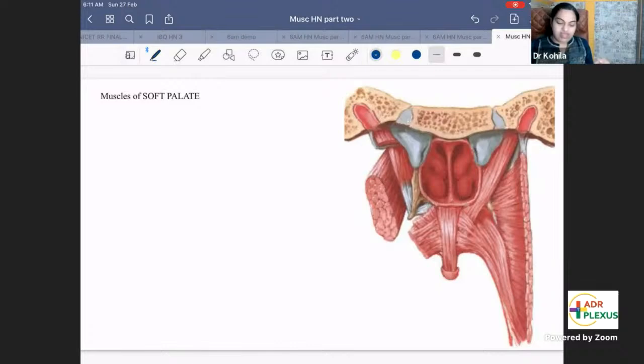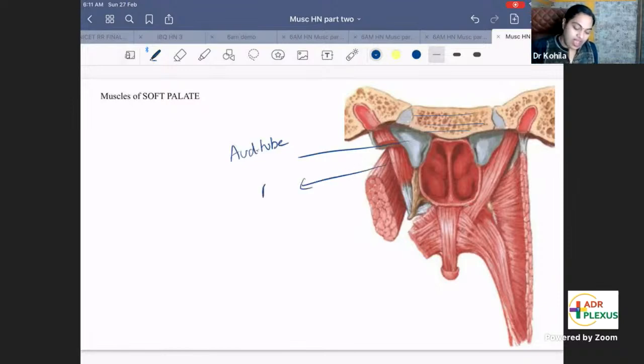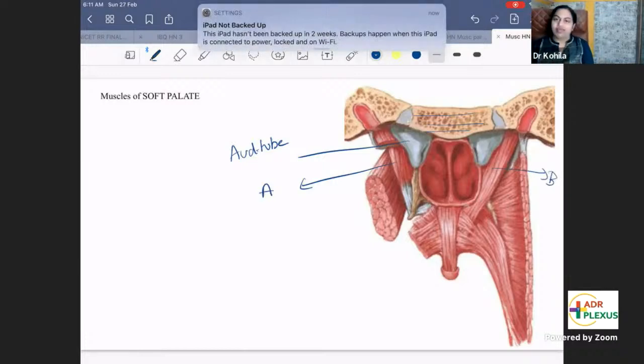Orient yourself to this picture. So this is the base of the skull. You can see here, this is your auditory tube, the cartilaginous part of the auditory tube. Now you're going to tell me what is A, what is B. Come on, what could the muscle A be? Waiting for your response.